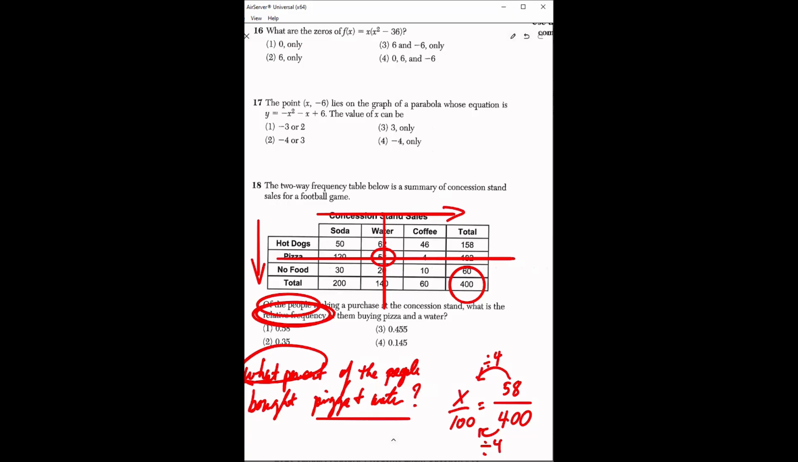All right. I hope most of you guys didn't get spooked with this one. We didn't really get a chance to review this as well as I wanted to before this Regents, but I'll make sure to go over this before the June one. But anyway, the answer for this one is 0.145.